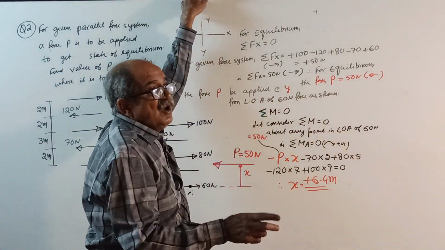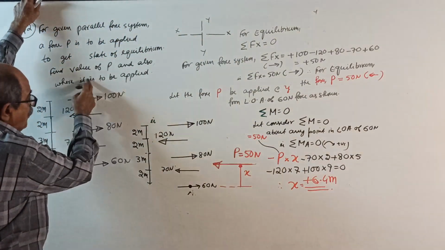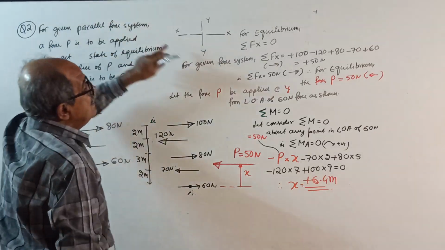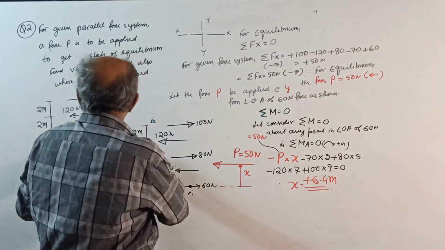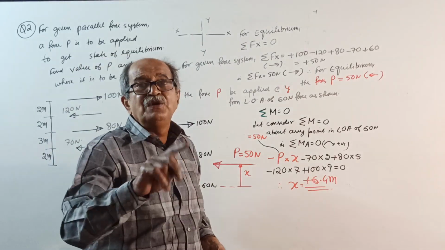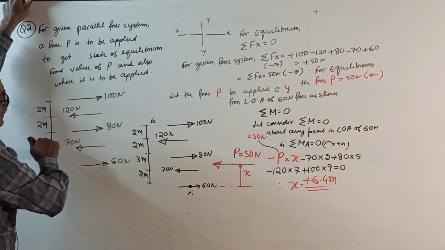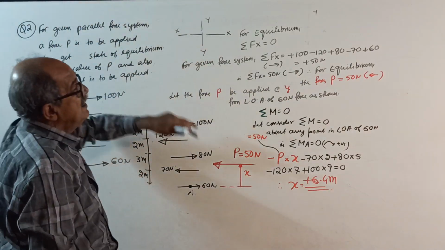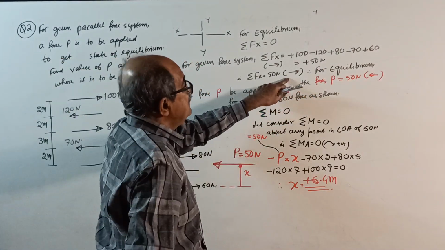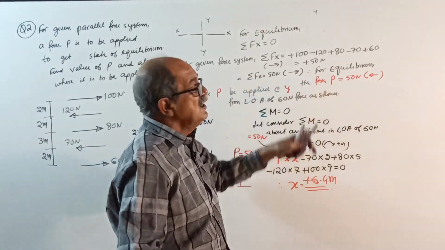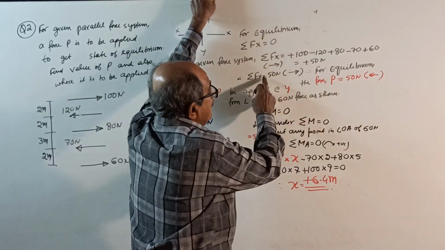Since it is not given how the force P acts, for this given force system, find sigma Fx. It is not 0 because there is no equilibrium right now. Equilibrium is only after you apply P. Sigma Fx, if I take right side positive: plus 100, minus 120, plus 80, minus 70, plus 60, it is plus 50 Newton. So the net force acting is 50 Newton to the right side. Therefore, if you want equilibrium, sigma Fx should be 0.